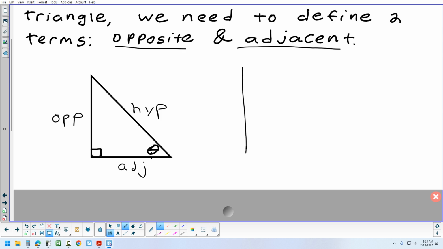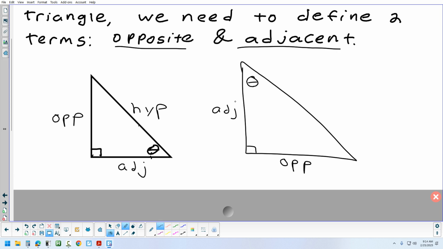Okay. Now, if you draw the same triangle, let's change your reference point. So now let's do everything from the perspective of the angle up here. It's kind of like now you're facing a different direction. What side is opposite theta now? The bottom. Yep. And what side is adjacent to theta? The left side. Yep.